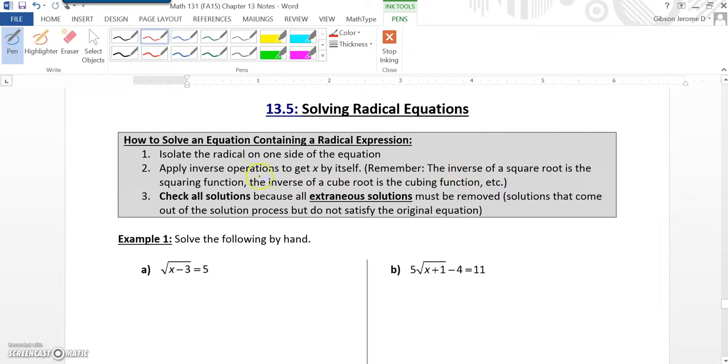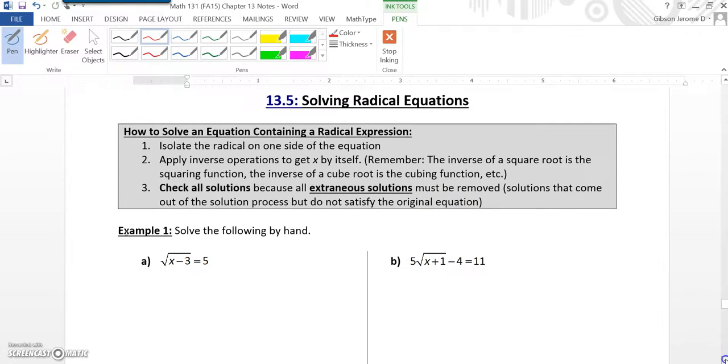Remember, the inverse of a square root is the squaring function. The inverse of a cube root is the cubing function, etc. Check all solutions because all extraneous solutions must be removed. Remove solutions that come out of the solution process but do not satisfy the original equation.